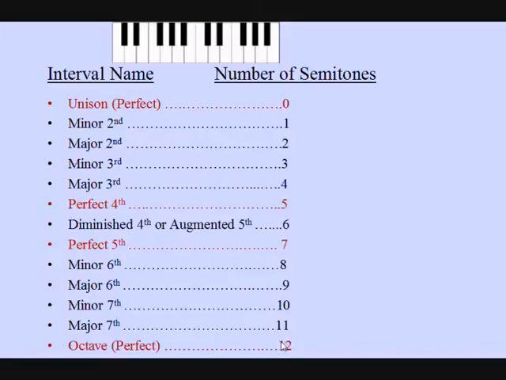Let's prove that the octave has actually 12 semitones. For example, if we go from C to C, we have 1, 2, 3, 4, 5, 6, 7, 8, 9, 10, 11, 12 semitones.